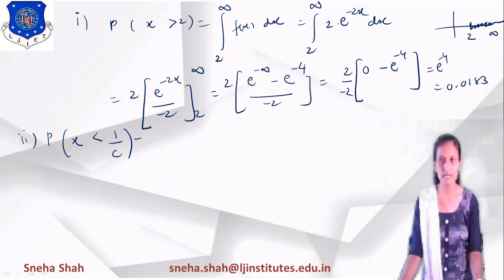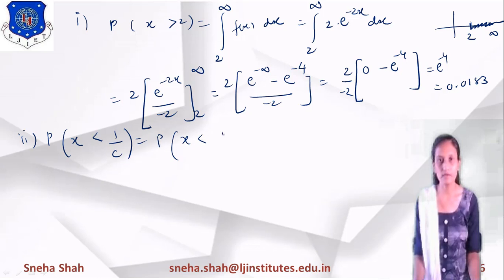In the same way, we have to find the probability of x less than 1 by c, right? We were given the value of c and we have already found the value of c as 2. So we have to find the probability of x less than 1 by 2, if I put the value of c equals 2, right? So this is the final term.